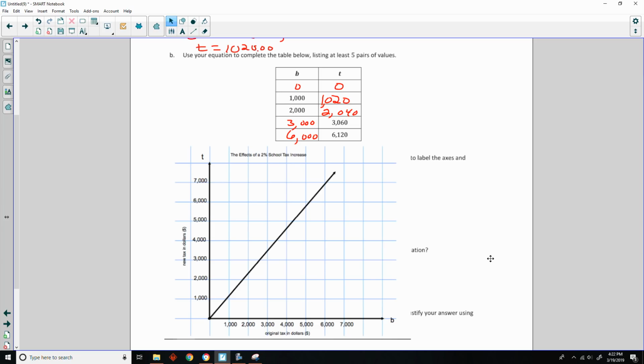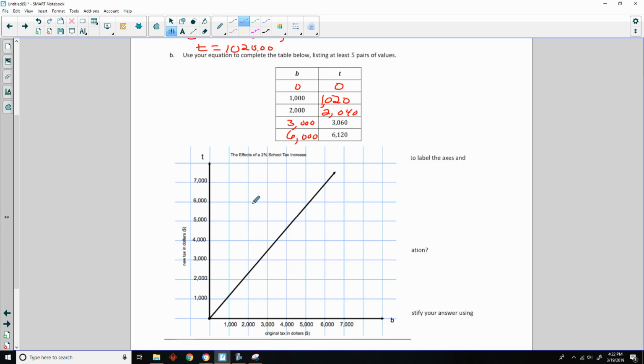There we go. Okay, so what do we need when we graph things? We need a title, the effects of a 2% school tax increase. We need the t-axis this way and the b-axis this way. Remember, b is your independent variable, x, and your t is your dependent variable, y. So your B across the bottom, which is original tax in dollars, all labeled up nice, and then new tax in dollars after taxes, 2% increase. And then 1,000, 2,000 up to 7 both ways.